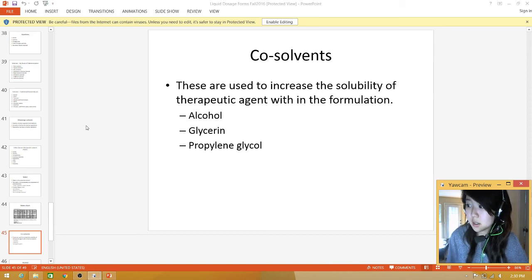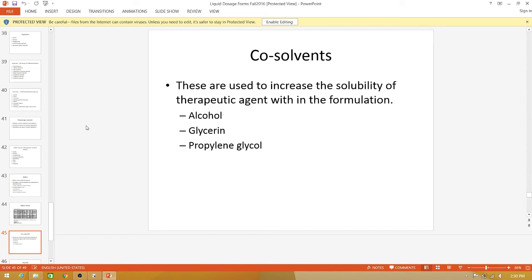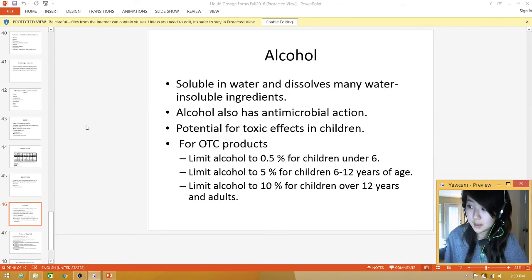Co-solvents enhance the solubility of poorly water-soluble drugs. For examples, alcohol, propylene glycol, and glycerin. For OTC products, there are alcohol content limits for certain age groups. It's going to be 0.5% for children under 6 years, 5% for children 6 to 12 years in age, and 10% for children and adults over the age of 12.